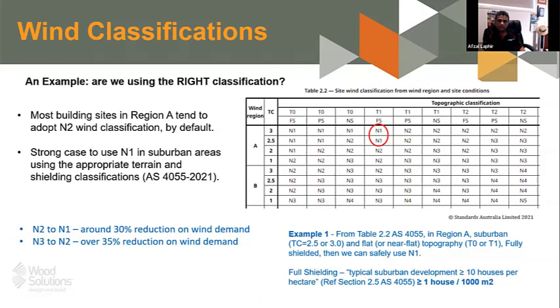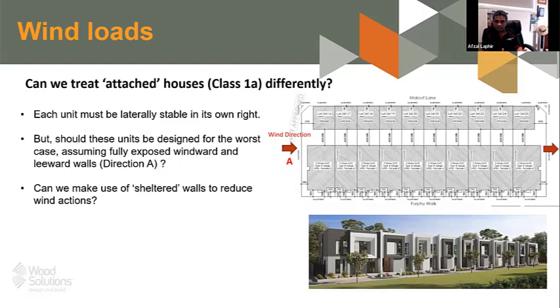Another example of how loads can be optimized is in the context of a class 1A building. You might have a row of townhouses, and we know that each unit in these types of buildings must be treated independently. That's a given, and they must be designed for lateral stability in their own right. But the question is, should these units be designed for the worst case, assuming fully exposed windward and leeward walls, especially in direction A? Can we make use of sheltered walls to reduce wind actions?